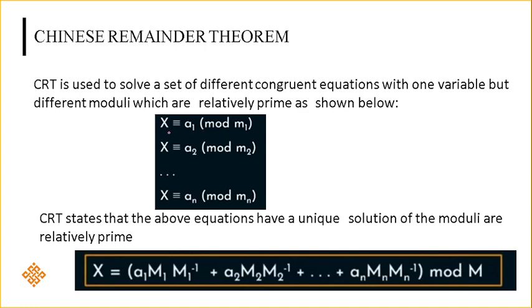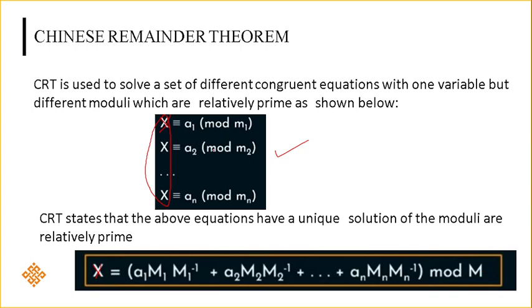Here you can see there are different congruent equations like a1 mod m1, a2 mod m2, like that, an mod mn, but all are having the same variable, that is x, and the moduli are relatively prime to each other. So finally, the Chinese remainder theorem states that the above equations have a unique solution modulo the product of the moduli, which are relatively prime. Here, x will always be equal to a1 M1 M1 inverse plus a2 M2 M2 inverse plus an Mn Mn inverse mod M.